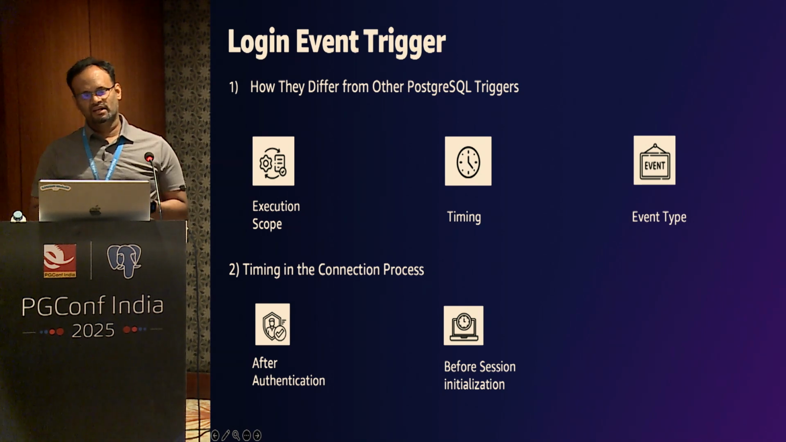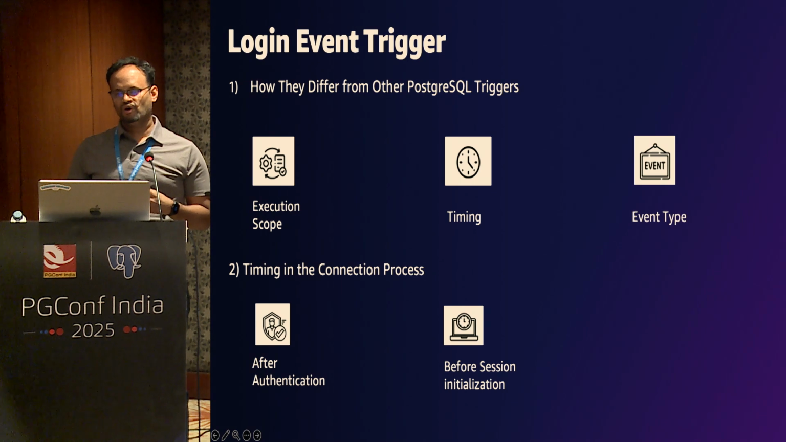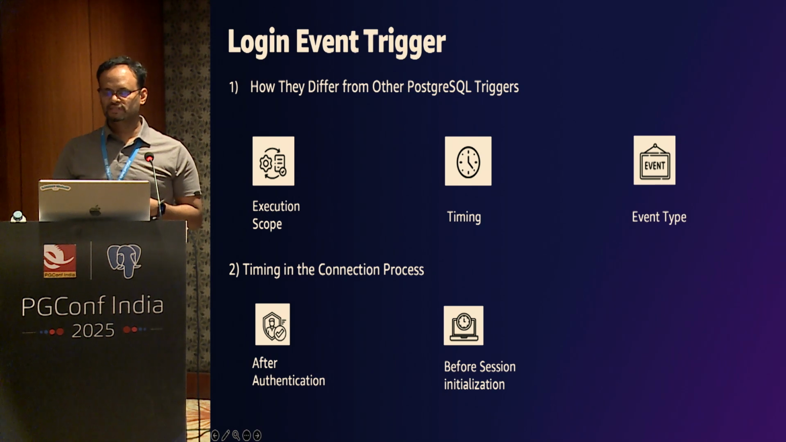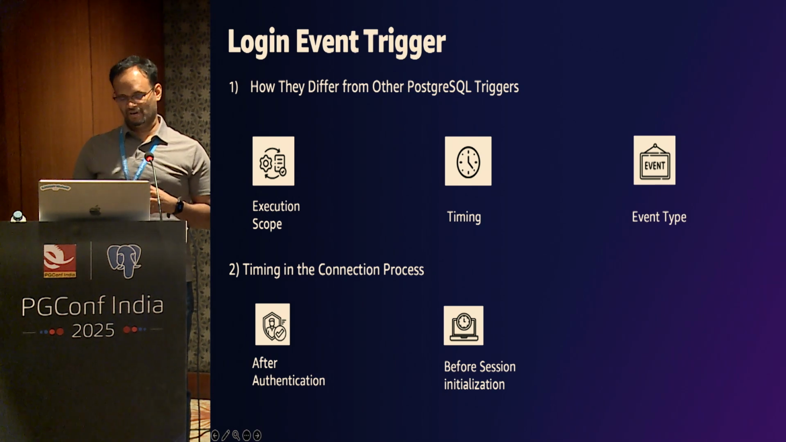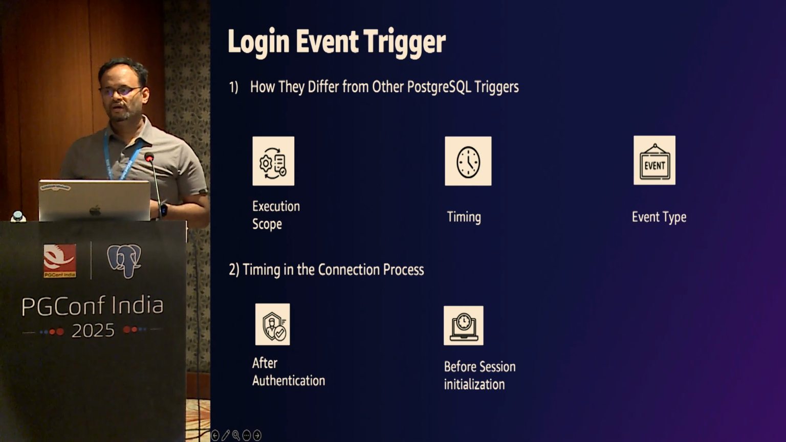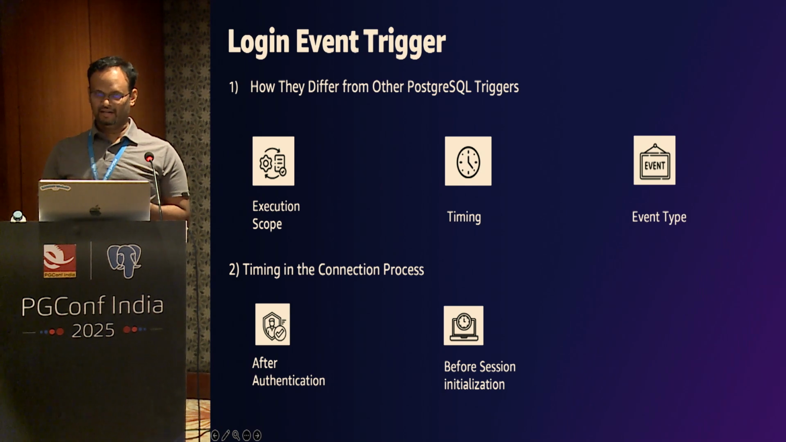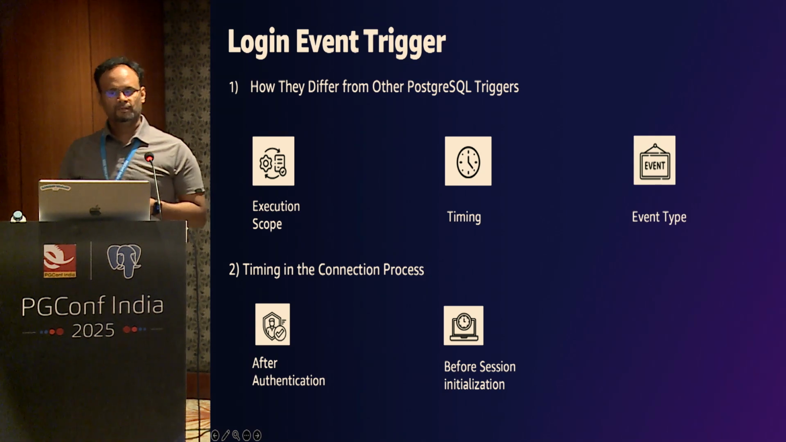Let's look at some of the key differences between a normal trigger and an event trigger in terms of scope, timing, and event type. In terms of scope, the scope of a normal DDL trigger is that of a table, whereas the login event trigger is at a database level and fires on a connection when the user logs in. Coming to timing, login triggers fire at the beginning of the user session before any SQL commands are executed, whereas other DDL event triggers fire after a specific SQL operation. Login event triggers respond to a connection event, whereas other event triggers respond to DDL events.